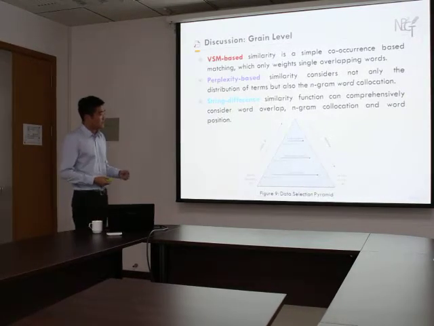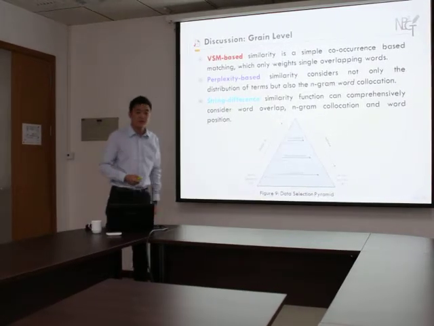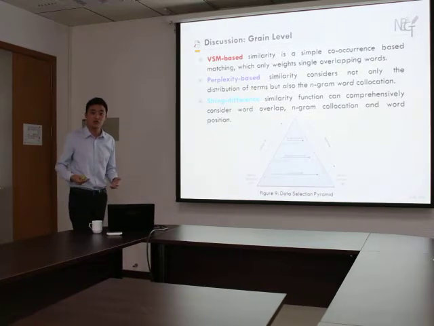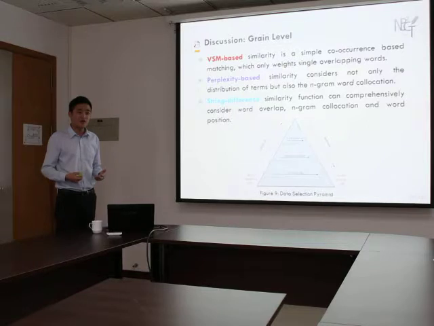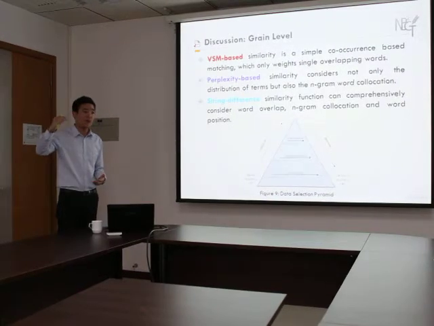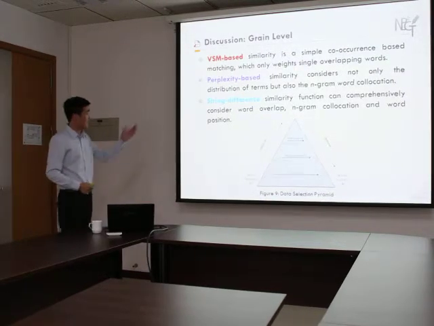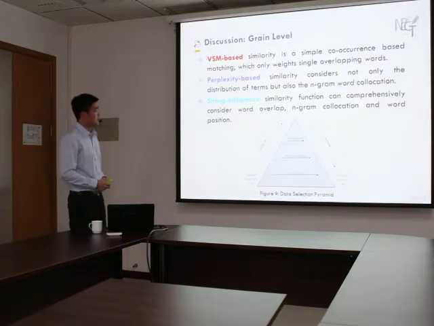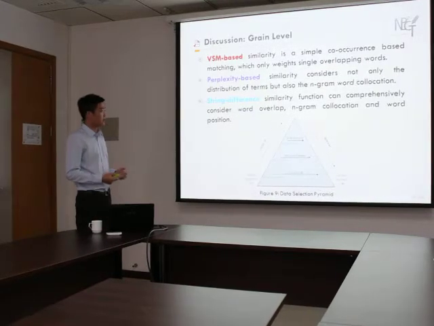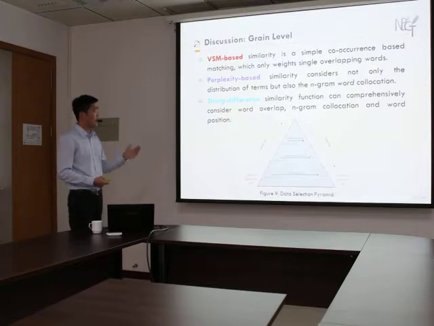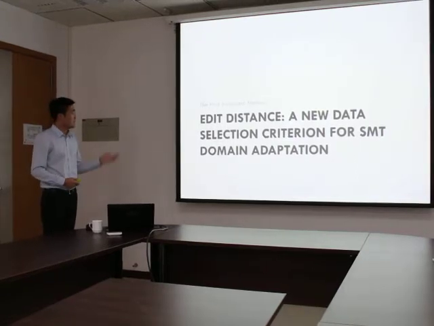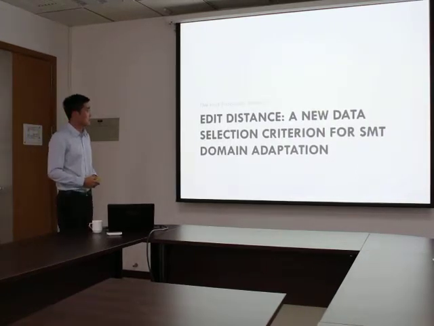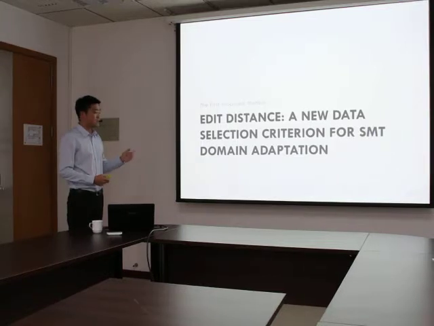So I set them at different grade levels in this figure. Now I wonder if there is a higher grade level similarity function to achieve better performance. Finally, I found the string difference similarity function can comprehensively consider the word overlap, n-gram occurrence, and word position. So my first proposed method is edit distance as the new data selection criterion for SMT domain adaptation.